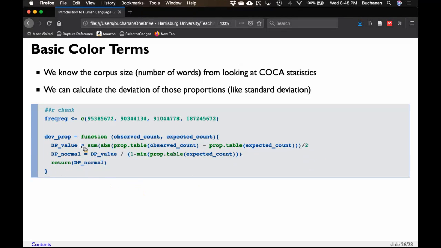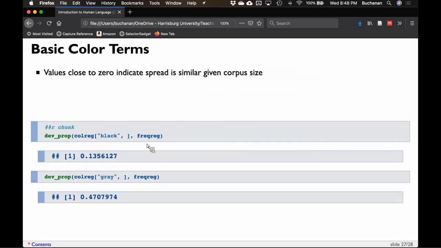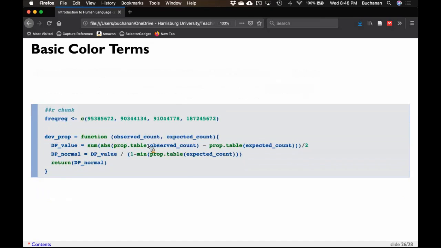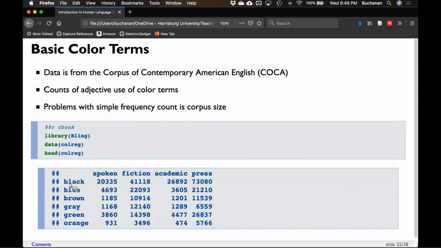So then the deviation is this deviation value divided by the sort of minimum of the expected count. And so what this represents is kind of an expected variance that we might see in these data sets. Okay. So scores close to zero indicate that across these different registers, it's relatively equal spread.